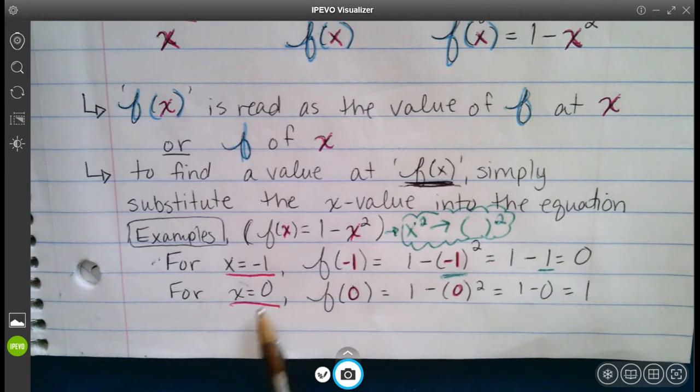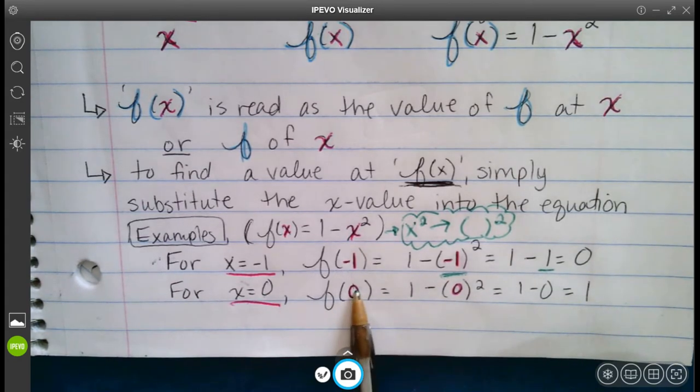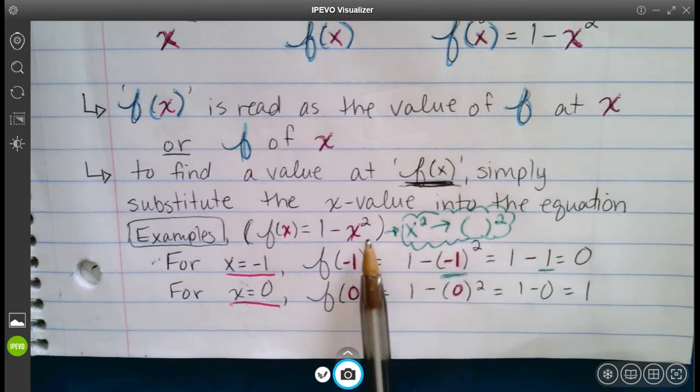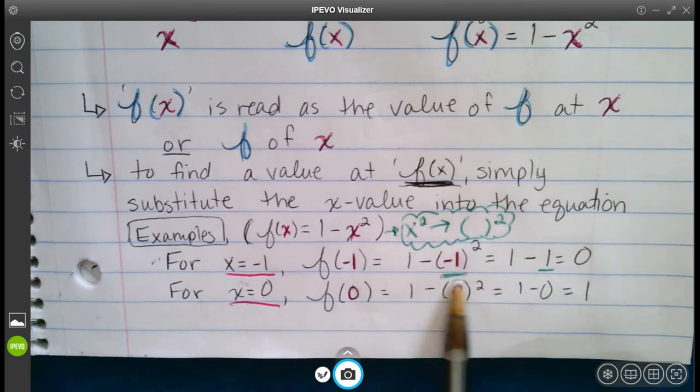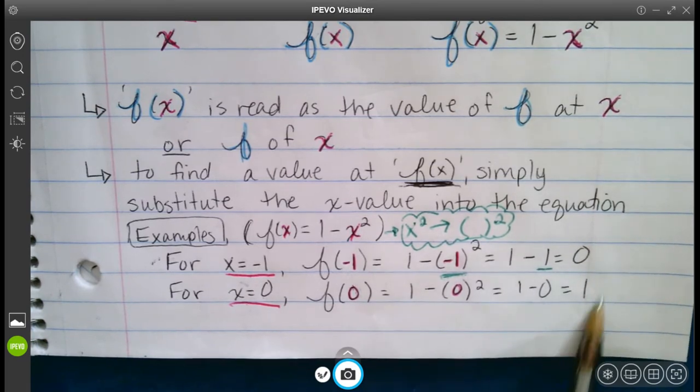Next, with x equals 0, same deal. We're going to take that 0 and plug it into the function where we had the x. So 1 minus 0 squared, 0 squared is just 0, 1 minus 0 is 1.